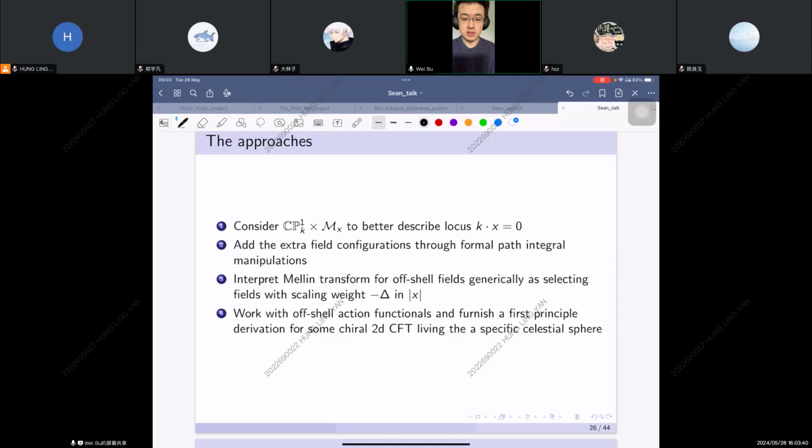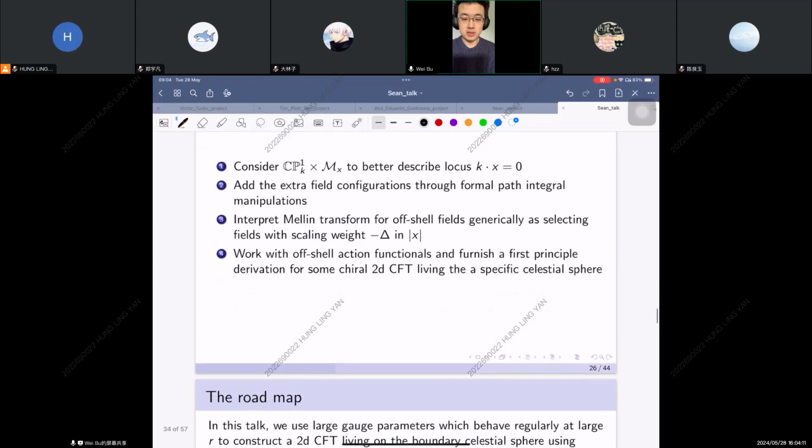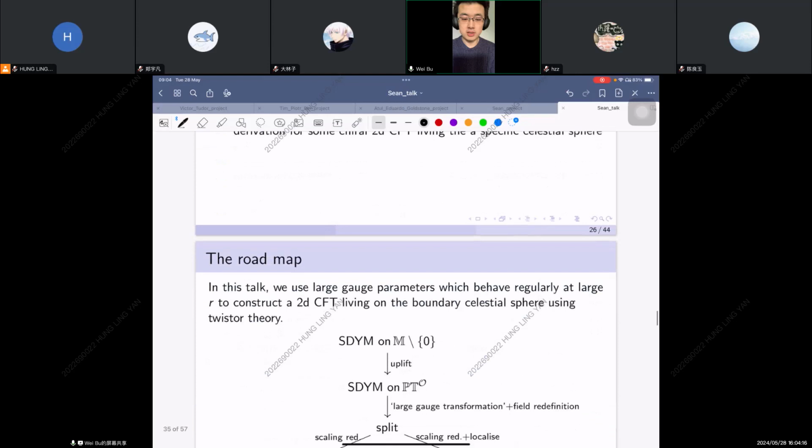Now on the level of action functionals, I can do Mellin transforms because my theory is already ready for these on-shell field configurations. They are allowed to be singular. Then I do a Mellin transform on my off-shell action functional, which geometrically we just interpreted as a scaling reduction in X, and I trade that for some number, this delta. Then you'll see out pops an action functional which gives you some 2D CFT living on the celestial sphere at u equals 0, as we were saying.